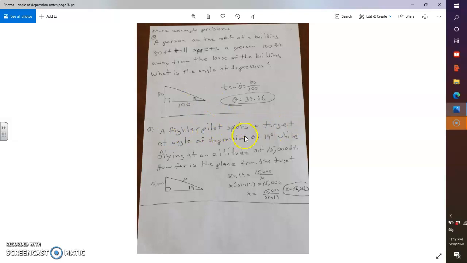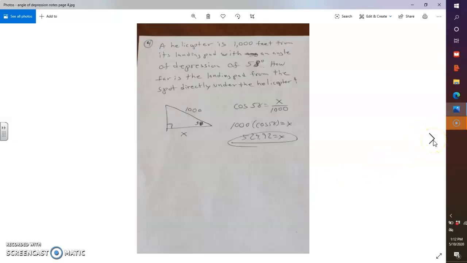A fighter pilot spots a target at an angle of depression of 19 degrees, so I put it right here, while flying at an altitude of 15,000 feet. Remember, altitude is straight up and down, and I want to know how far we are from the target. That's how I would judge the distance to the target, the hypotenuse. So sine of 19 equals 15,000 over x. We multiply x on both sides, and then divide 15,000 by sine of 19. And we got our 46,073 as our answer.